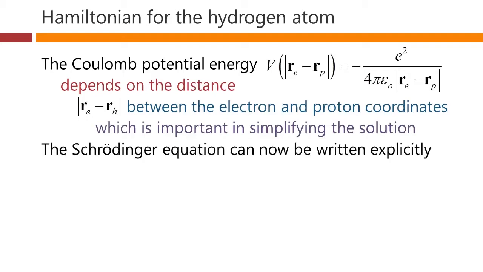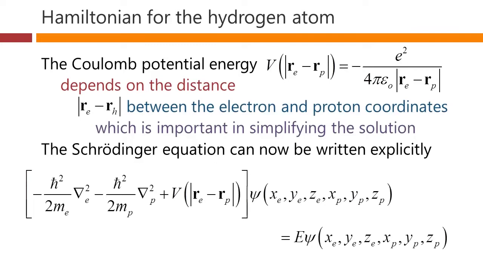So now the Schrödinger equation can be written quite explicitly in this form. It looks a little frightening, but we have the electron kinetic energy here, we have the proton kinetic energy here, we have the Coulomb potential energy here, and then we've written our wave function as a function of all 6 coordinates on the left here and on the right. And because we're looking for energy eigensolutions, we've written this as an eigenequation with the energy we're presumably going to figure out in here.